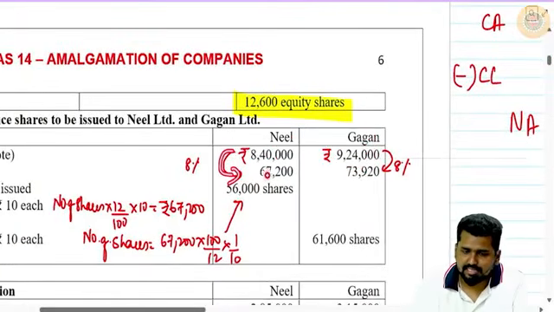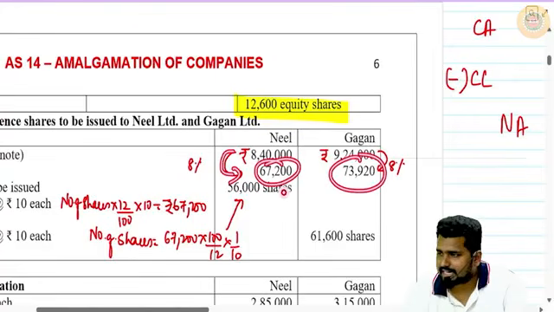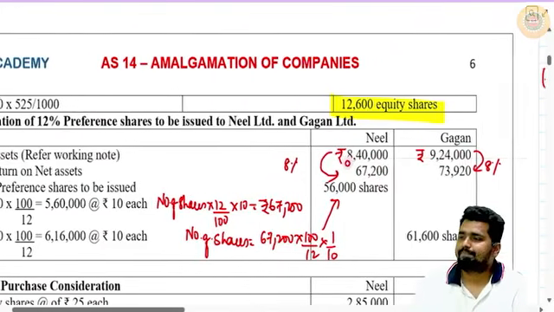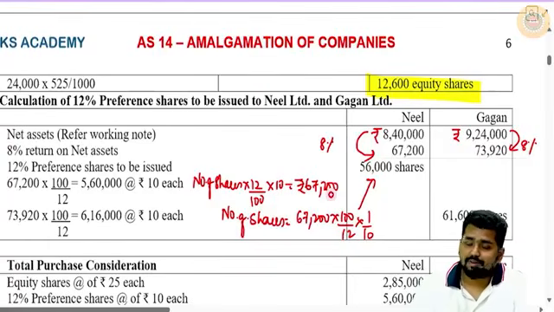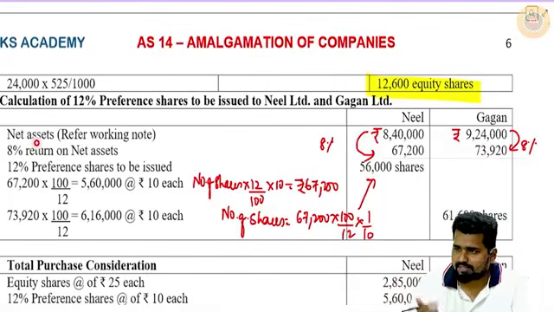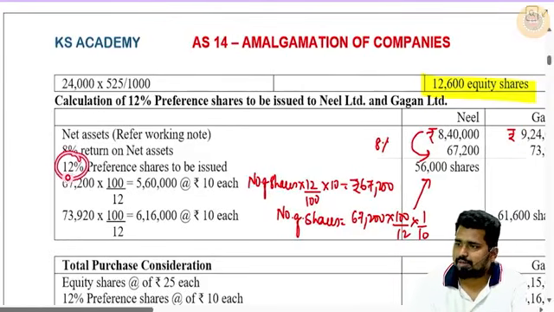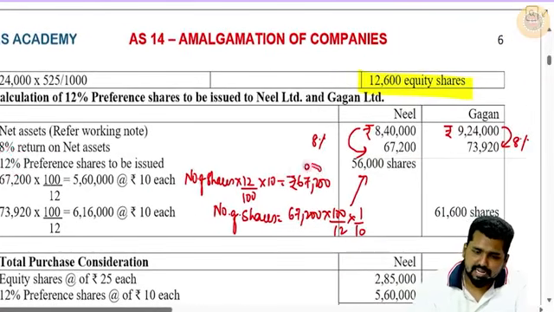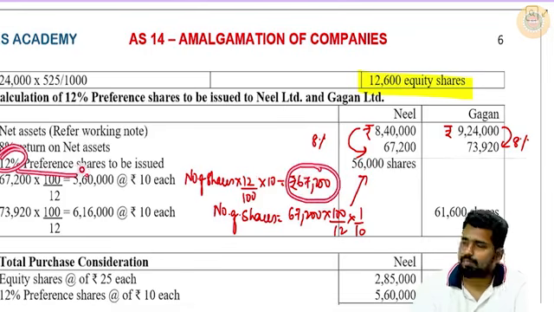In this, 8% is the income they are expecting. So 8% means how much? 67,200 and 73,920. Clear? Okay or not okay? Now my question is how many preference shares I have to give. Earlier it was debentures, here it is preferences, so there should be a difference. That's why I have given this question for you. The new shares to be issued are at what percentage? 12%. So I am expecting an income of 67,200 by way of preference shares.